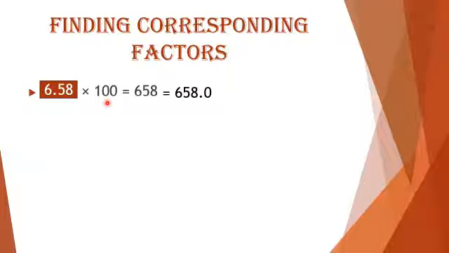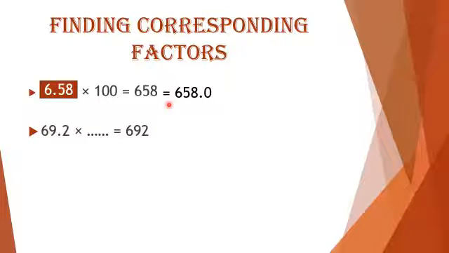Let us check if our work is correct. 6.58 times 100. Since we have 100, the decimal point has to be moved 2 places to the right. 1, 2. And this is the answer. My work is correct.